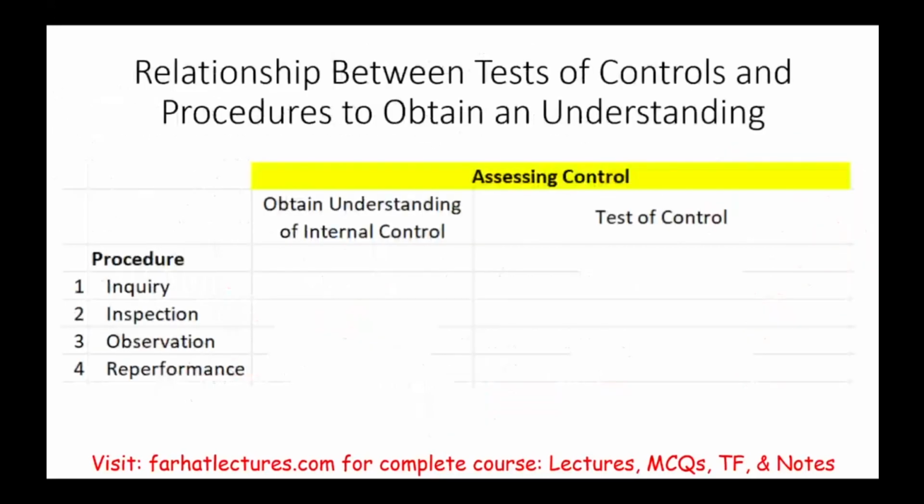Now there is a relationship between tests of control and procedures to obtain understanding. Remember, when we obtained understanding, if you remember, we did inquiries, inspection, observation, reperformance. And when I talked about tests of control, we also told you we have to perform inquiries, inspection, observation, and reperformance.